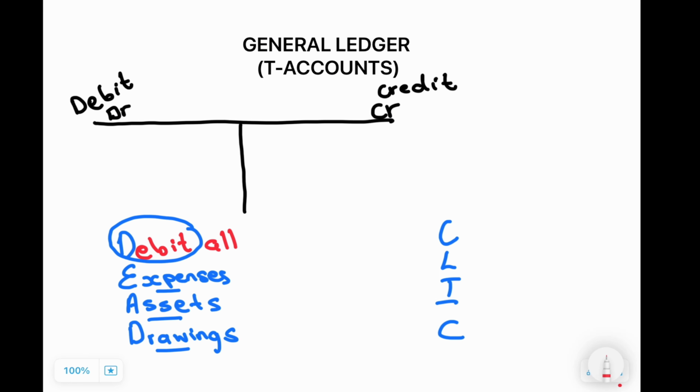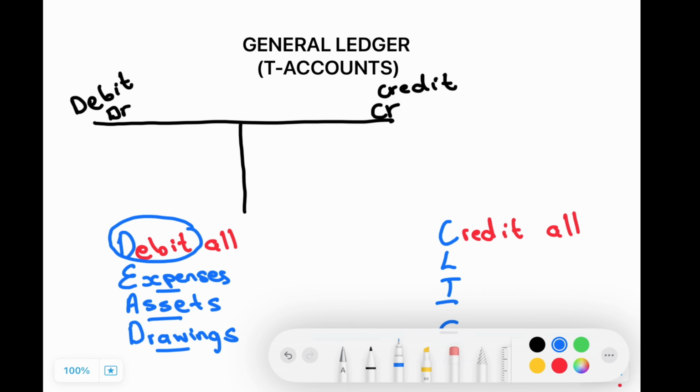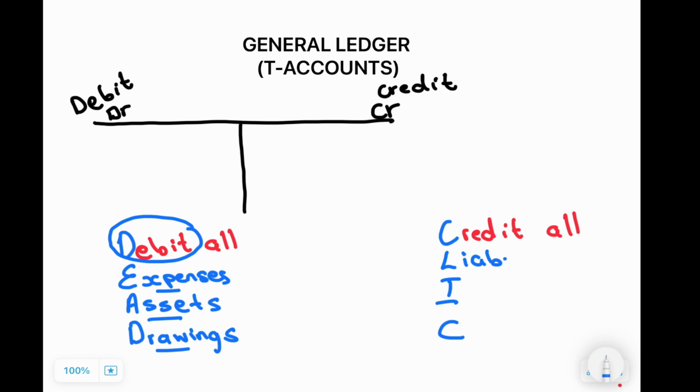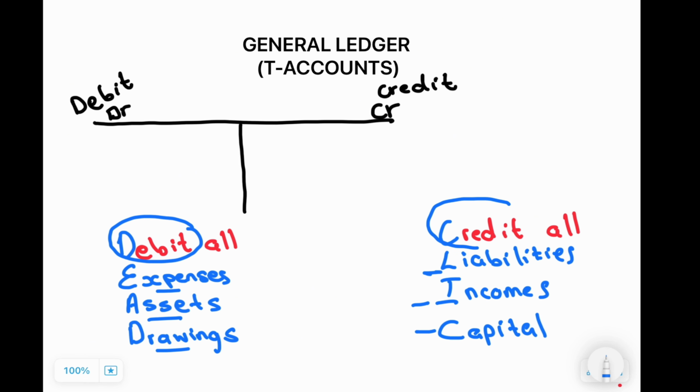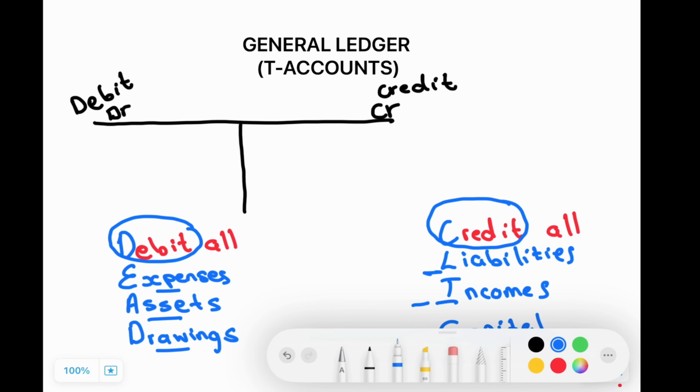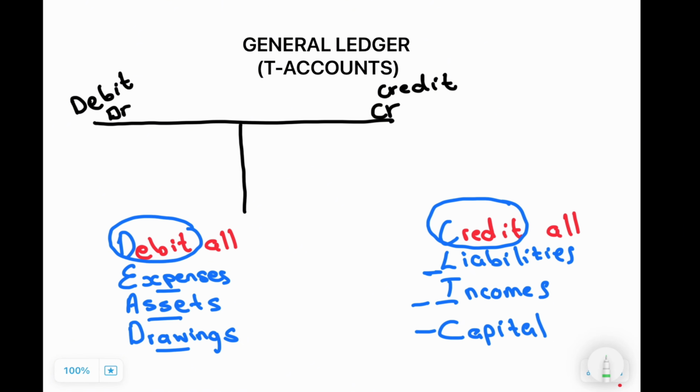So we move on to the CLIC. The CLIC stands for credit all liabilities, incomes, and capital. So same thing. What do I actually mean? I mean that all these three accounts increase on the credit side. All right. So now let me show you how these T accounts will look.